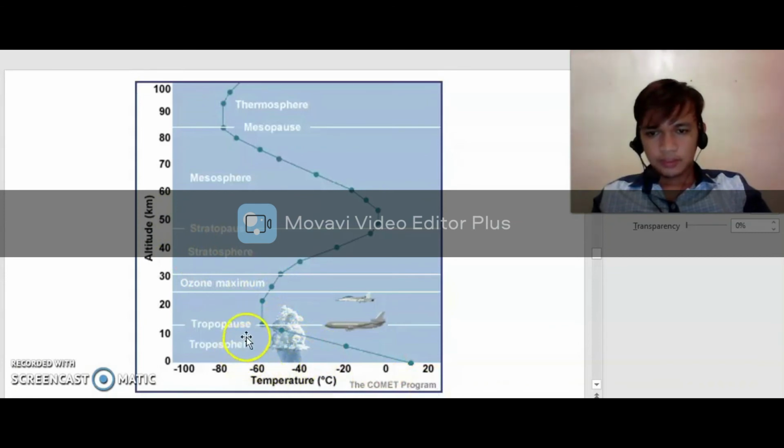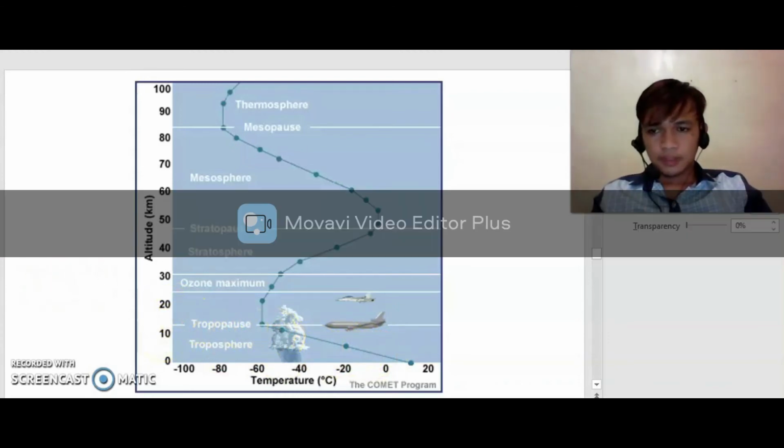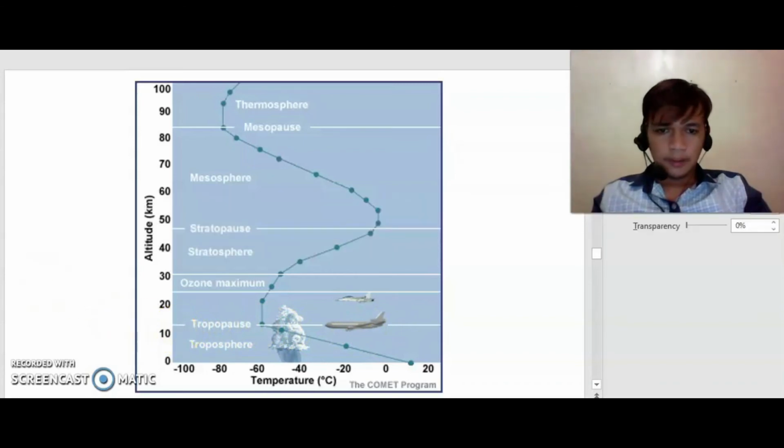So again, tropopause. The high-tech jets such as the F-35 of the US can fly up to more than 20 kilometers above sea level. But the passenger, yung mga ating transport military vehicles such as the C-130, can fly up to more than 10 kilometers above sea level.